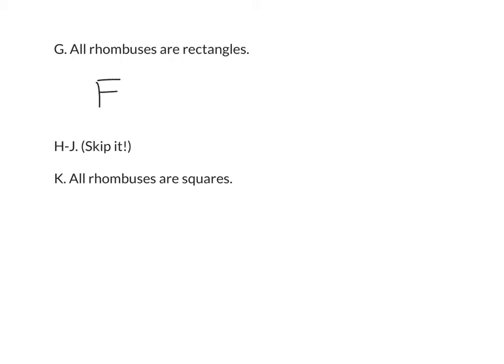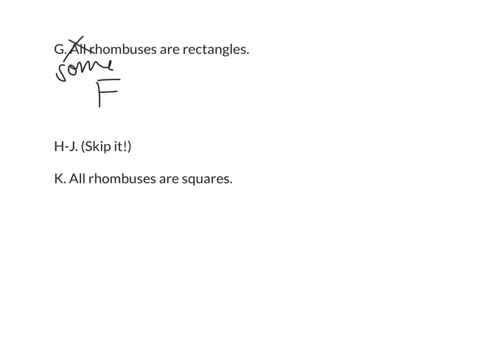Is this rhombus right here also a rectangle? No. Is this rhombus right here also a rectangle? So what word might make that sentence more accurate? Some rhombuses are rectangles. This is the same as doing the sometimes, always, or never that we were working on yesterday, just with different words. We're going to skip H through J.